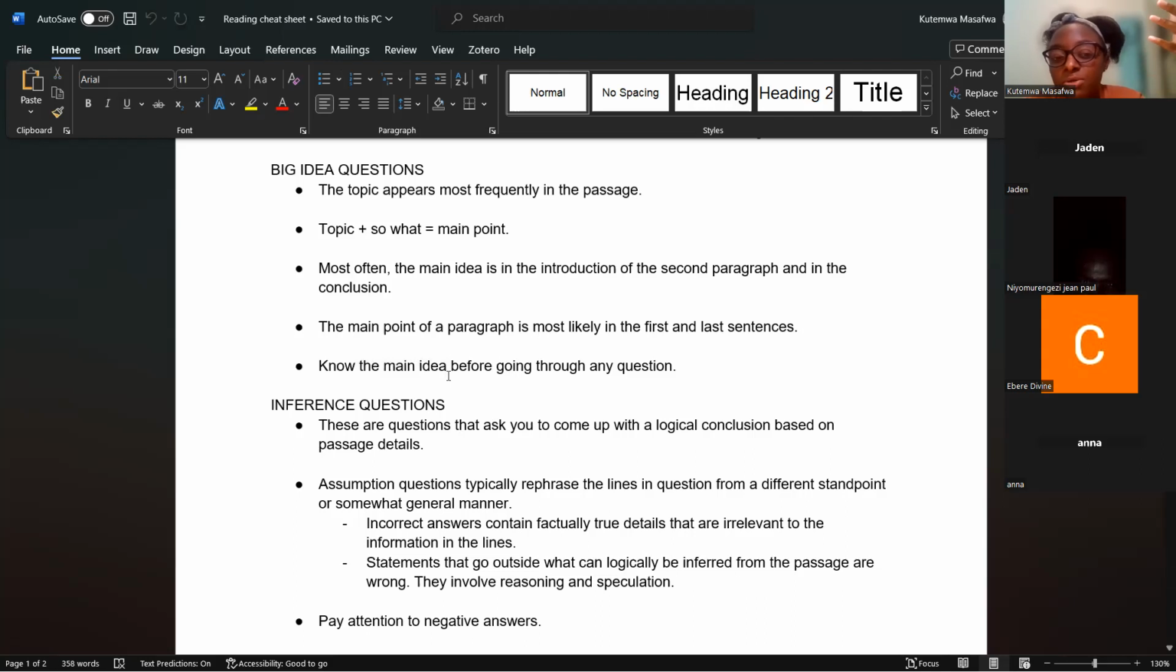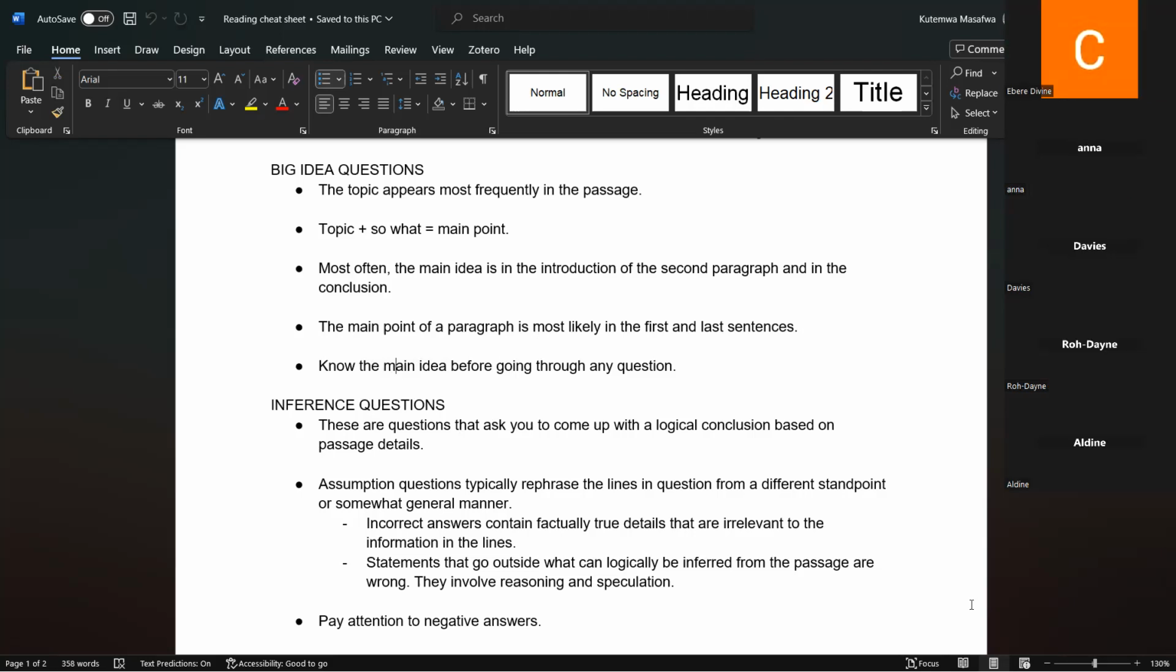But if they do ask you about the main idea, you're asking yourself the topic plus the so what, even as you read through, and that will help you to understand the passage as you go through it. So if ever you're reading a passage and it's not making sense, just think, let me find the main idea, the topic plus the so what, and that will bring the whole passage together in a short way that you'll be able to understand. Yeah, so that's about the main idea. Are there any questions or contributions?